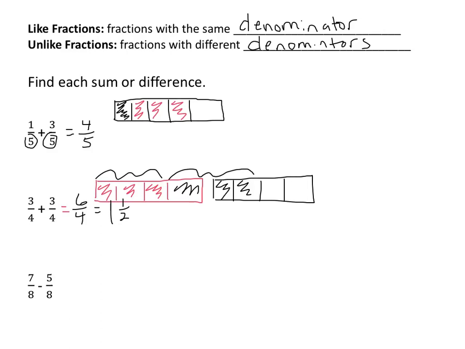Now what about 7/8 minus 5/8? Okay, so if I start with 7/8 colored, 1, 2, 3, 4, 5, 6, 7, but I take away the coloring on 5 of them, 1, 2, 3, 4, 5, I now only have 2/8 covered, or because 2 goes into both of those, that's the same thing as 1/4.